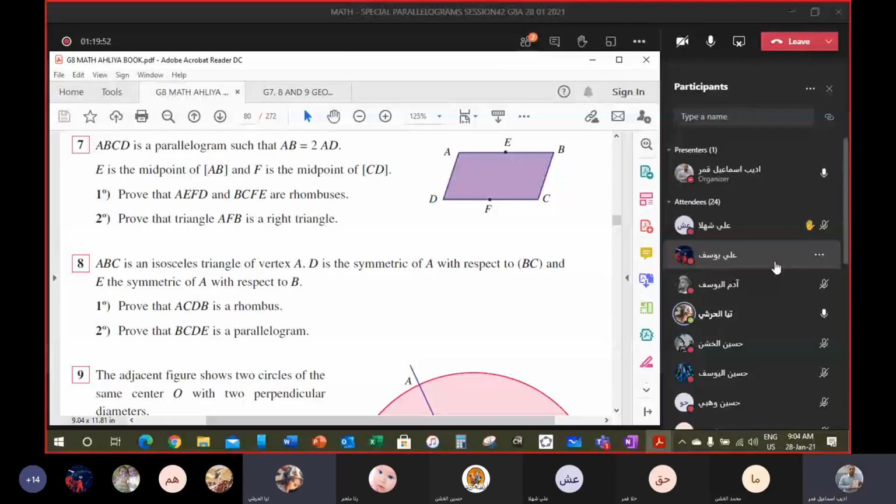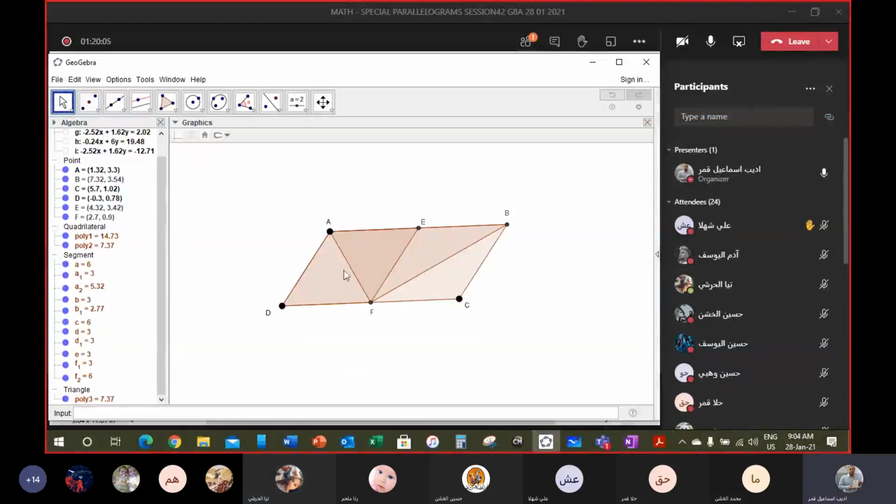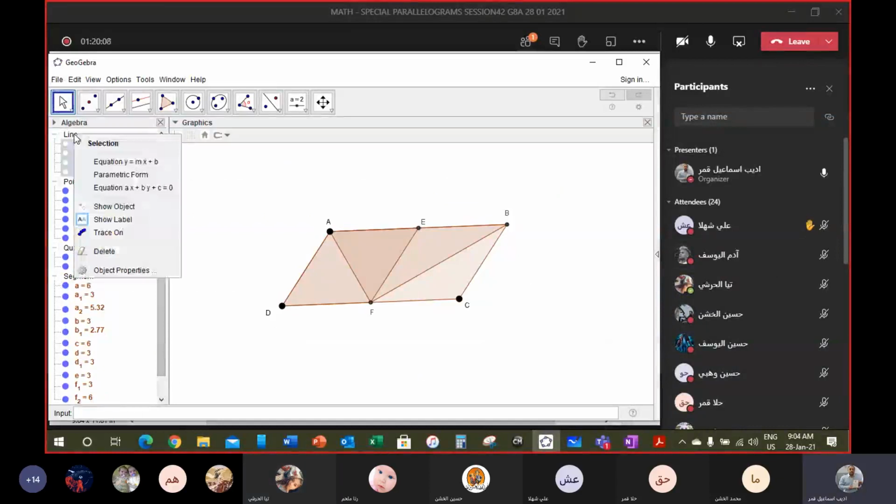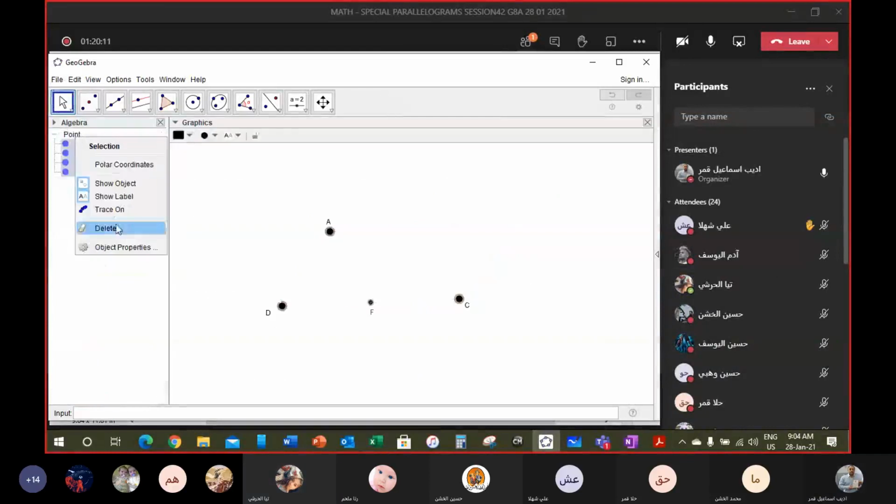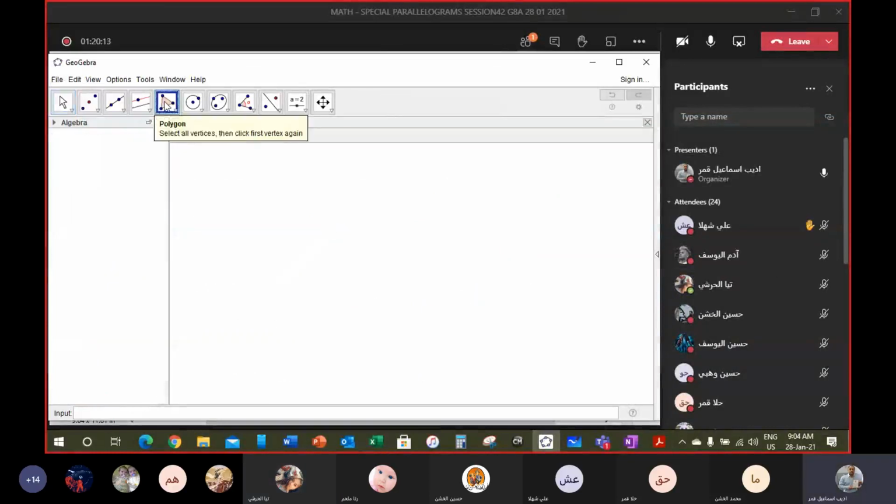ABC is an isosceles triangle of vertex A. D is the symmetric of A with respect. Wait, we first have to draw the triangle. ABC is isosceles, right?